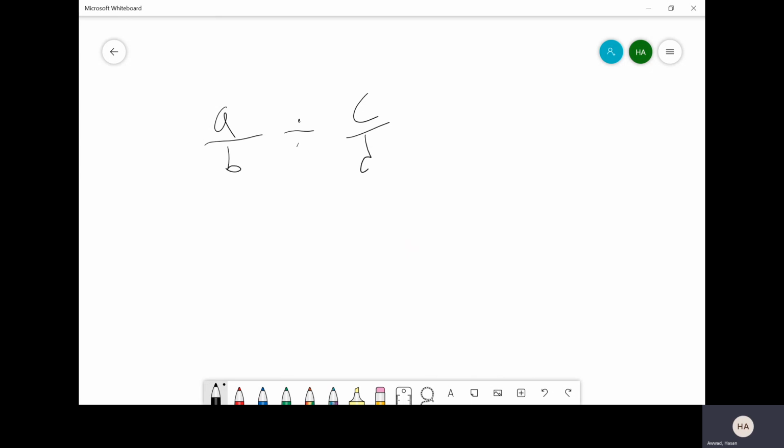Okay, well, what is this going to do? You guys may or may not remember keep, change, flip. What is keep, change, flip? Well, we're going to keep the first fraction the same. We're going to change the divisor to a multiplication, and we are going to flip this fraction so that the numerator becomes the denominator and the denominator becomes the numerator.